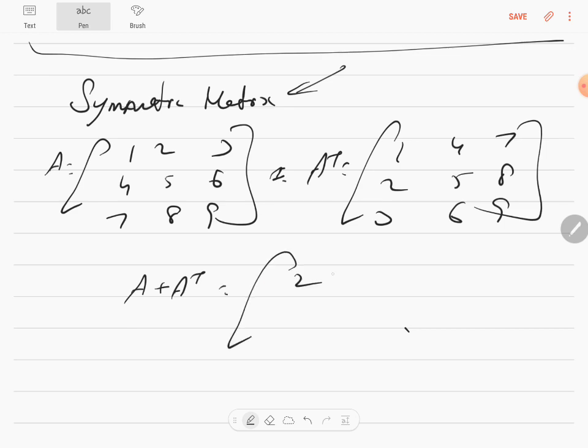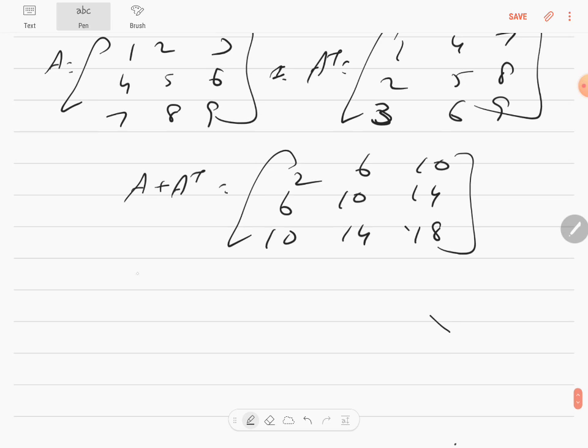1 and 1 adds to 2. 2 and 4 is 6. 3 and 7 is 10. 4 and 2 is 6. 5 and 5 is 10. 6 and 8 is 14. 7 and 3 is 10. 8 and 6 is 14. 9 and 9 is 18. Can you see? This would be symmetric.